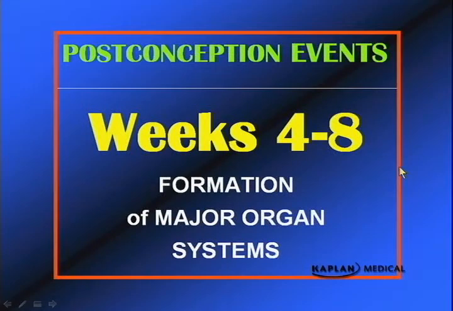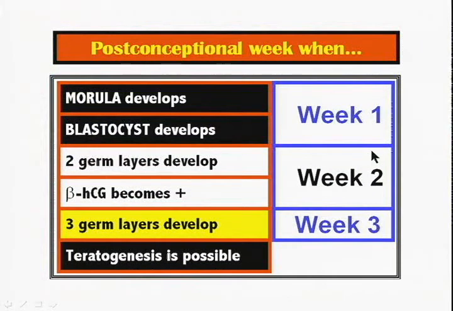Week 4 to 8 is now set in motion for the formation of the major organ systems. And you cannot develop any of the organs until you have the 3 germ layers which have developed. So there is really no chance for teratogenesis unless you have the 3 germ layers. And that develops week 3. And so when we look at the major impact of teratogenesis, whether it be from medications or radiation or hyperthermia, it's going to be weeks 4 to 8.